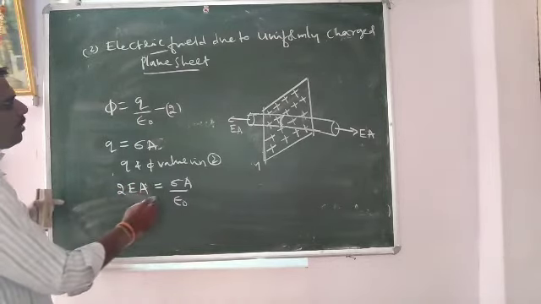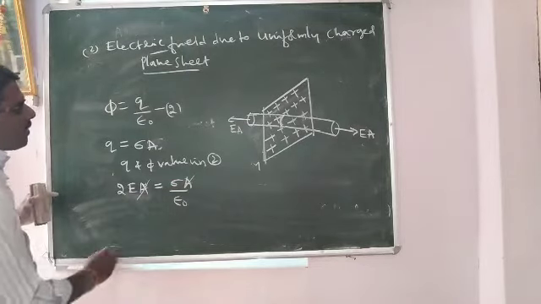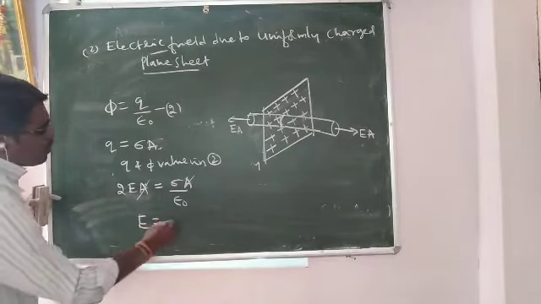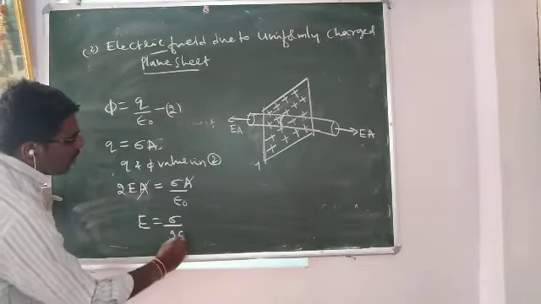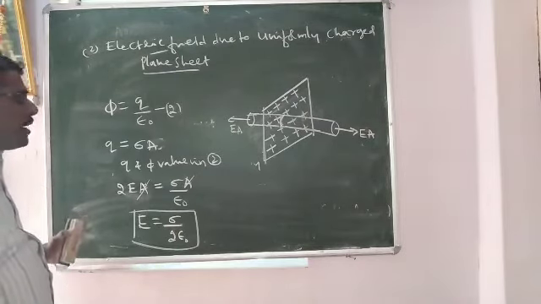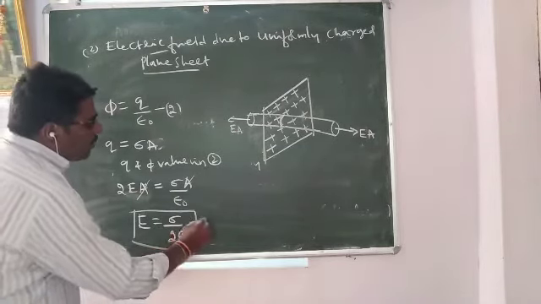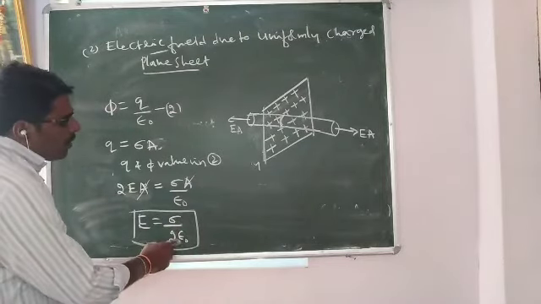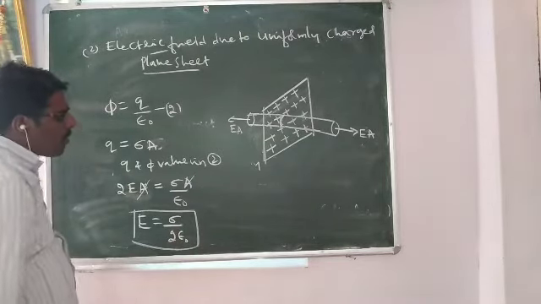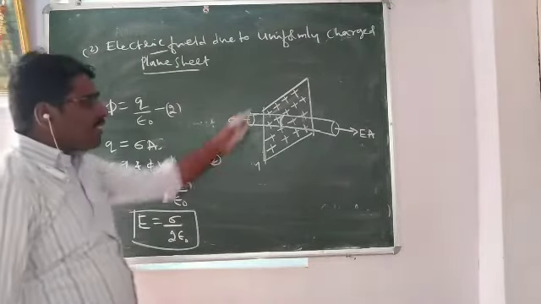EA plus EA, 2EA is equal to sigma A by epsilon naught. A gets cancelled. E is equal to sigma by 2 epsilon naught. This is the expression for electric field due to a uniformly charged thin plane sheet. Sigma is the surface charge density, where epsilon naught is the permittivity of free space. This is the uniformly charged plane sheet.